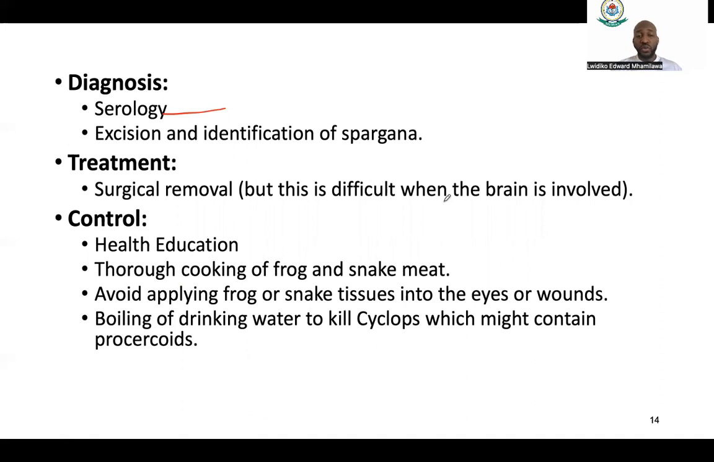to remove it surgically. So what you need to do in control is health education: better cooking of frogs if you're going to eat frogs and snake meat. Avoid applying these snake tissues to eyes or wounds, and boil your drinking water to kill the cyclops, which might contain procercoids. Even filtering the water will get rid of these crustaceans, just like we've seen in the previous discussion of nematodes when we were talking about the Medina worm.